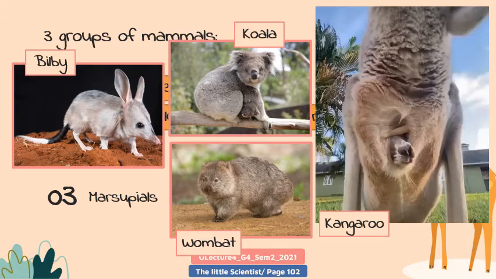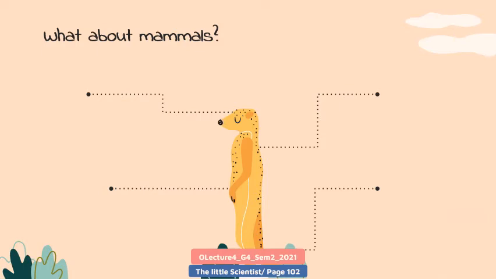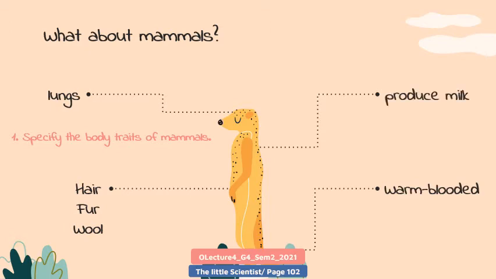Let's recap. What about mammals? What are the body traits of mammals? Mammals' bodies are covered with hair, fur, or wool. Mammals breathe using their lungs, even aquatic mammals such as dolphins and whales. Mammals are warm-blooded animals, so they have a fixed body temperature. Mammals feed their babies milk.